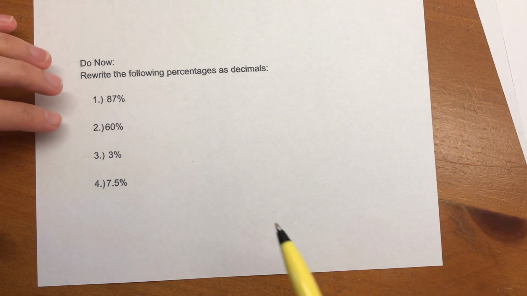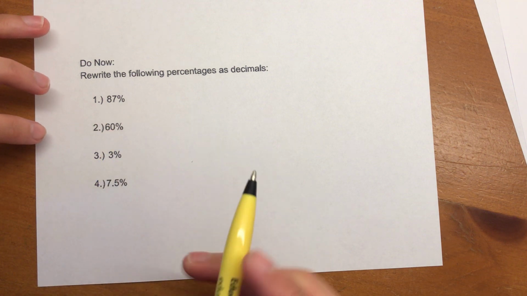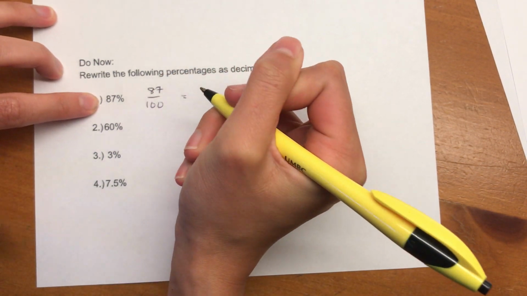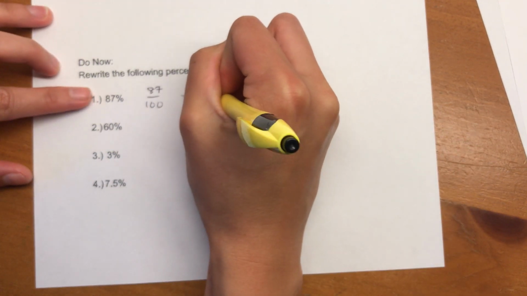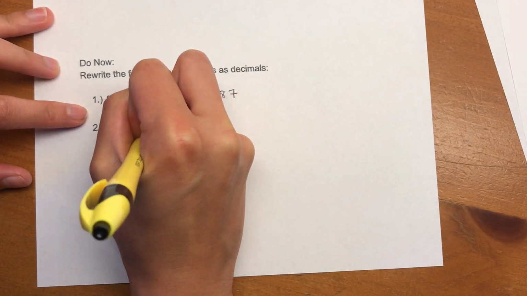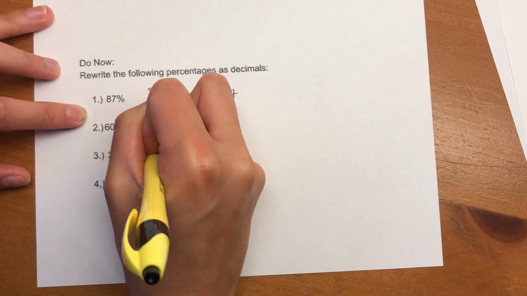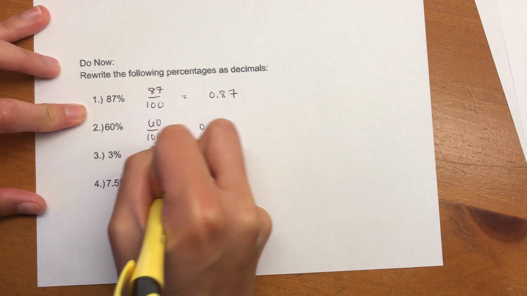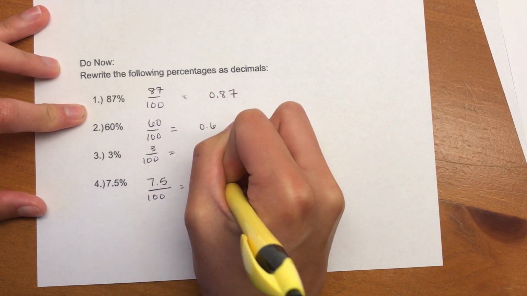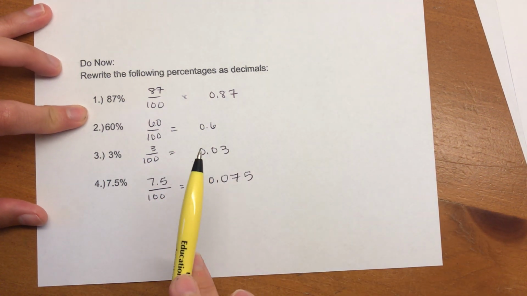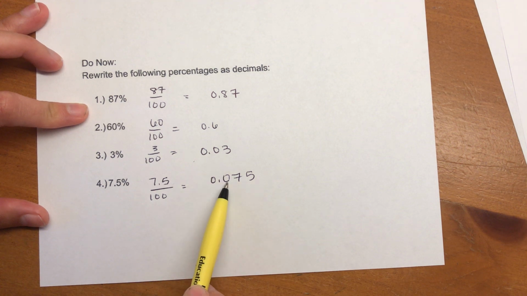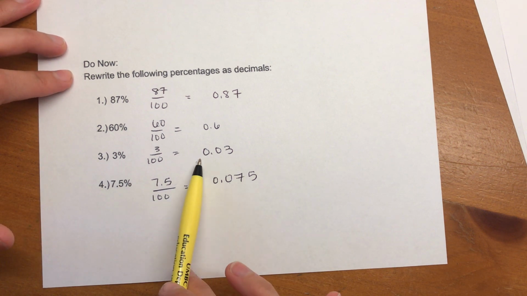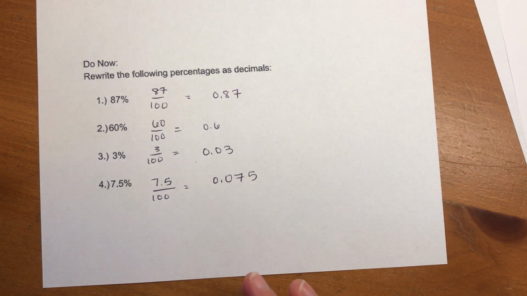All right, so hopefully you've done this. In order to convert a percentage to a decimal, we always have to divide that percentage by 100, right? Because 87% out of 100 is the largest. So we get 0.87, 60 divided by 100 is 0.6, 3 divided by 100 is 0.03, and 7.5 divided by 100 is 0.075. Okay, so make sure you have those zeros as the placeholders for 3% and 7.5%. Because otherwise, if we had 0.3, that would be 30%, right?